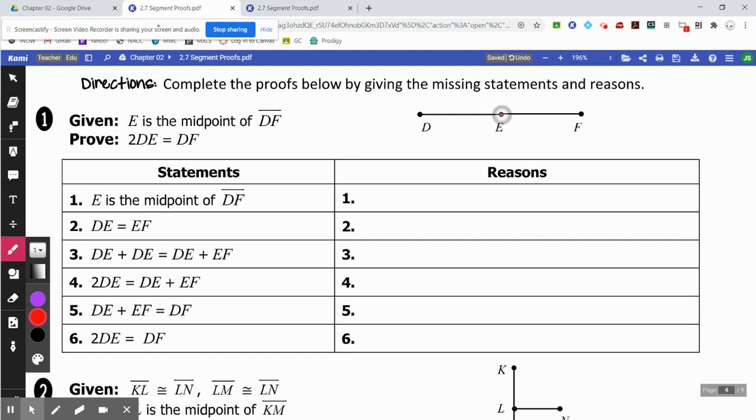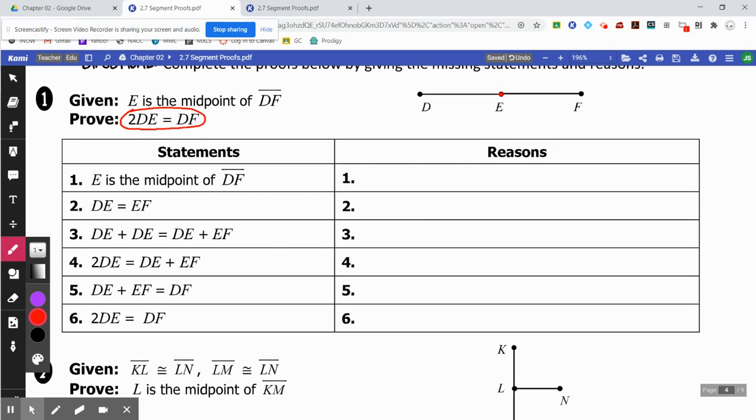Here's what we're given. We're given that E is the midpoint right here. That's the middle. So since that is the middle, that means that these two line segments have to be the same. So let's try to figure out a plan. How can we prove that 2 DEs is equal to 1 DF? Two of these line segments is equal to the whole line segment. Well, we know that if we were to add these two line segments, we get the whole thing. And since this is equal to this, that means that this and this are the same. So two of these would have to equal one of these. So we kind of have a plan. We kind of know what's going on here.